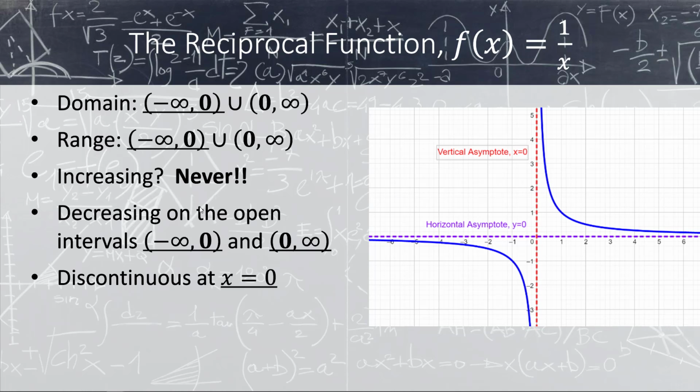Does this function ever increase? No, it does not. It is always going down. You could say that it is always getting down. It will never, ever go up. As a consequence, it is decreasing upon the open intervals negative infinity to 0, and then from 0 to infinity. Of course, it's not decreasing at 0 because it is discontinuous at 0.